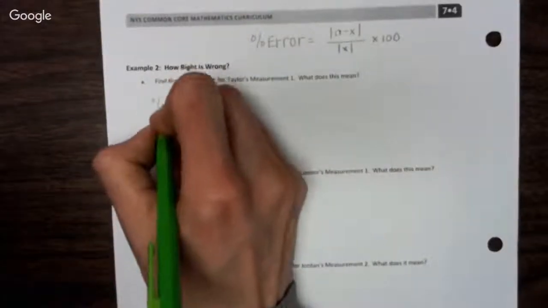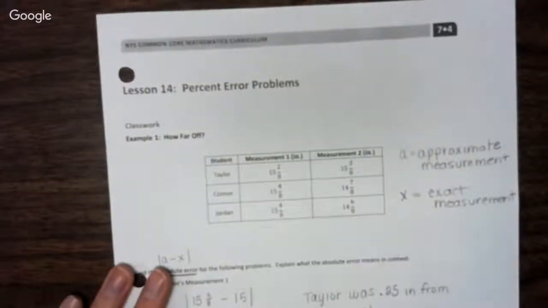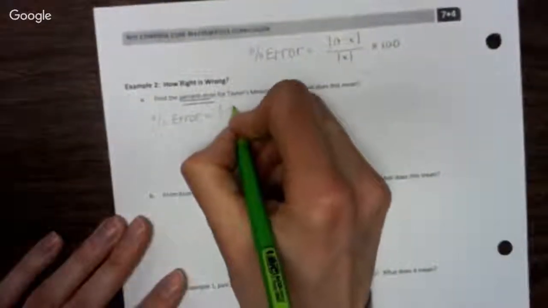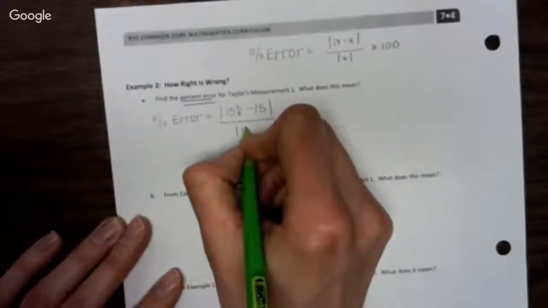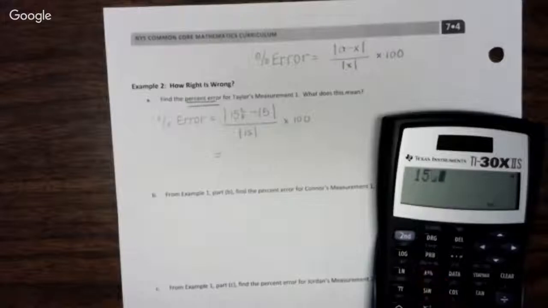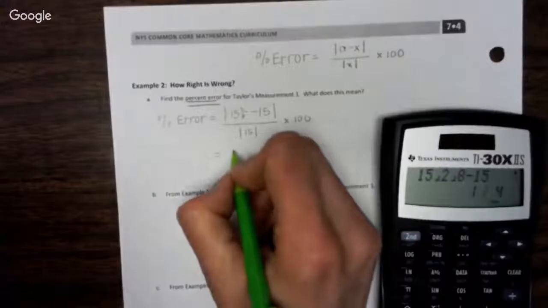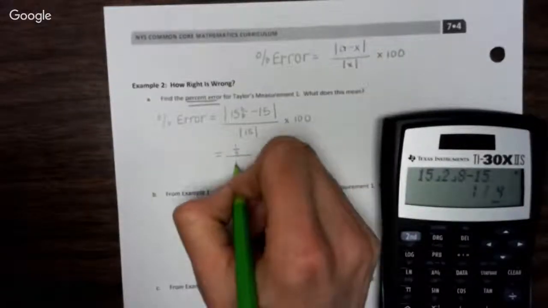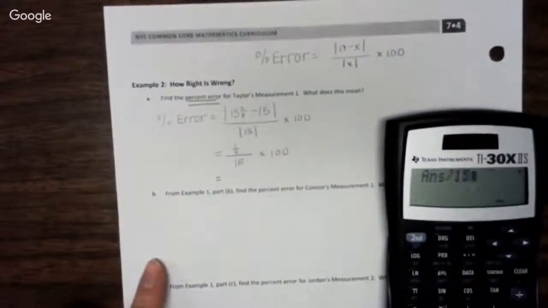So for Taylor's measurement 1, percent error is going to be equal to, well, if you go back and look at that chart, Taylor's measurement 1 was 15 2/8. So 15 2/8 minus 15, the exact measurement, over the absolute value of 15, and then we're going to multiply it by 100. So the order of operations is we're going to subtract the top first. So 15 2/8 minus 15 gives us 1/4. The absolute value of 15 is 15. So keeping 1/4 in your calculator, just divide that by 15.